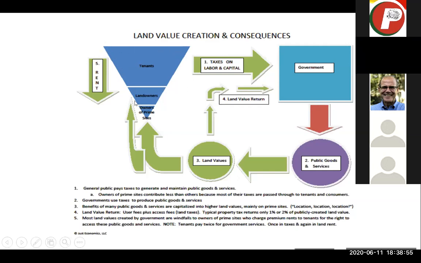This is the public, this upside down triangle, comprised of both tenants and landowners. And again, tenants are not only residential tenants, but businesses. I would say probably somewhere in the realm of 90% of businesses are tenants. They don't own the land on which their buildings, on which their business resides.